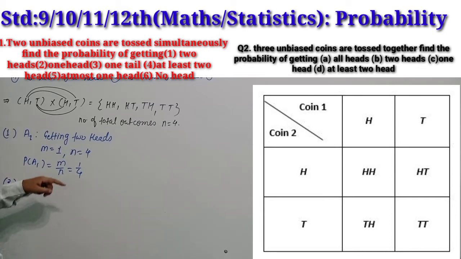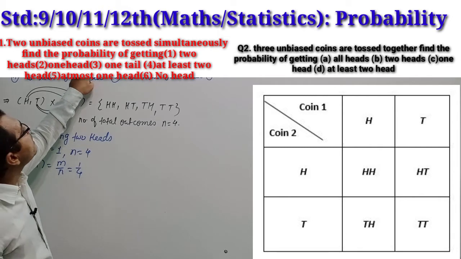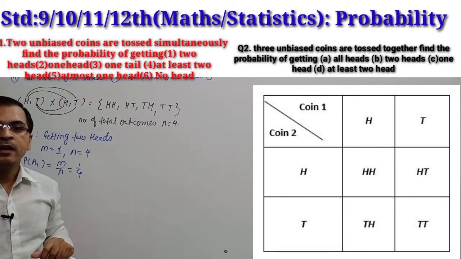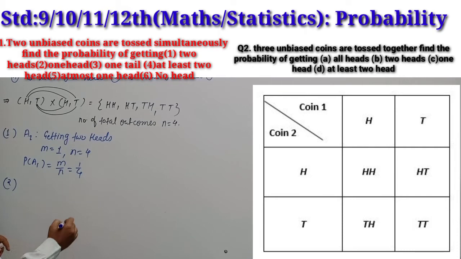Similarly students, the second question is what? If you are tossing the coins, then what will be the probability of getting one head? What will be the probability of getting one head? So writing A2, getting one head.